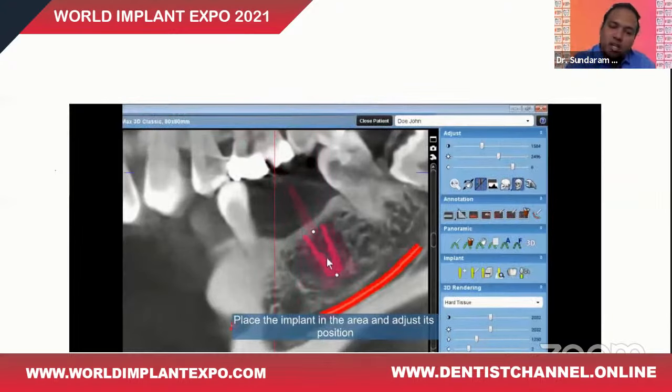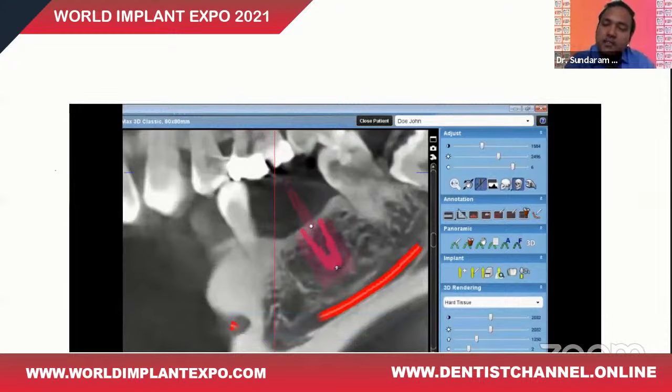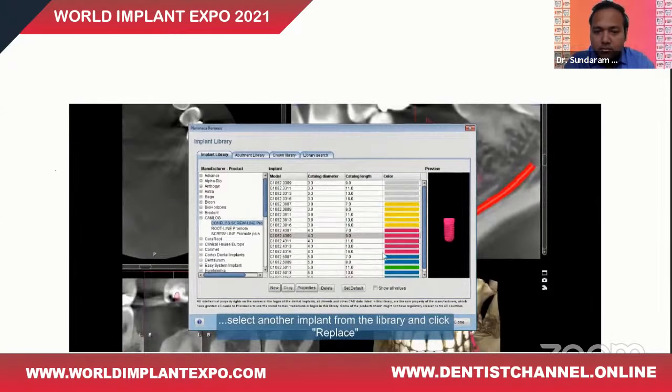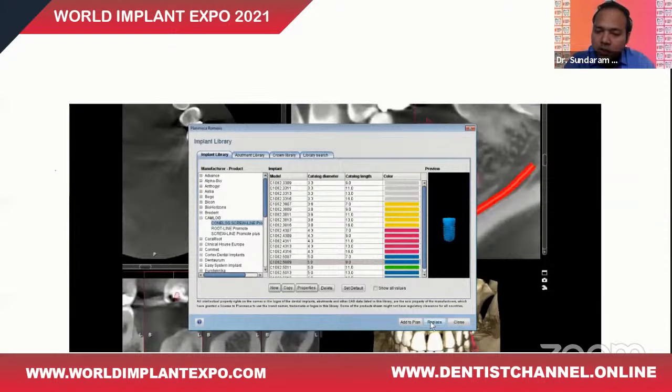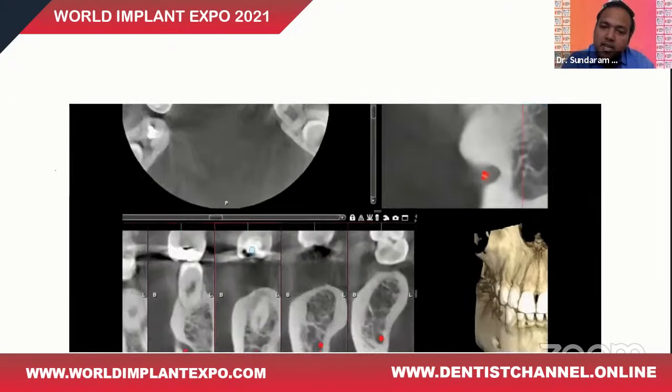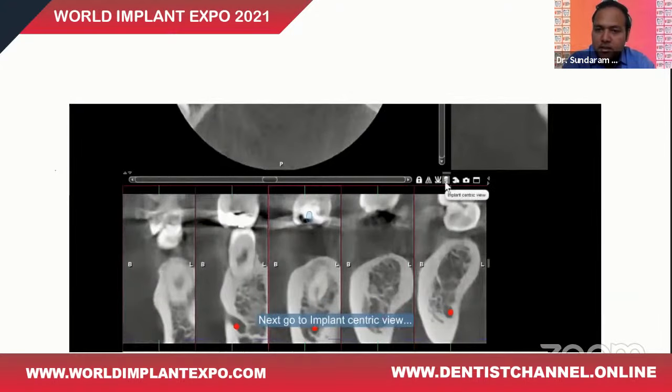I'll be able to change the angulation. I'll be able to reposition the implant that is needed. I can even change the implant if I wanted to do so. So if I need to change the implant, what I do, I go back to the library and then go in for a longer one or a broader one. So without any change in the angulation, this is going to get applied.